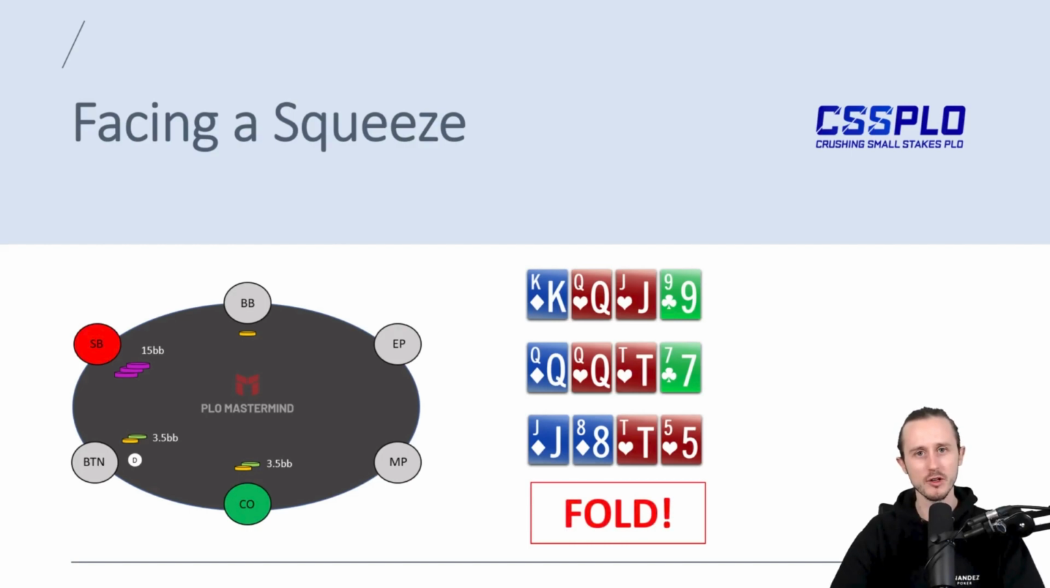We're supposed to play very tight here and play a very narrow and well-defined range versus a squeeze at low stakes. And this is exactly the topic of today's lesson. We're looking into open raising from the cutoff where the button is cold calling and the small blind is squeezing you. How are we supposed to continue here facing a squeeze? Welcome to a new episode of the crushing small stakes PLO course.